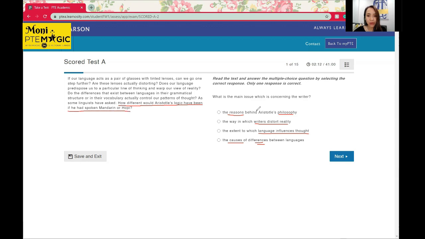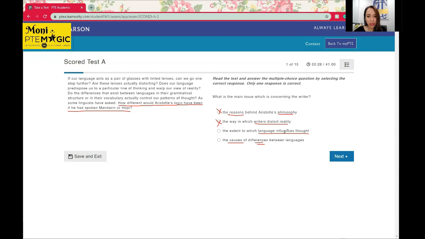Okay, so first one, the reasons. There's nothing mentioned about reasons, so no. The way in which writers distort reality. No, I don't think anything about reality is mentioned here. Like a little bit here, but it's still irrelevant.